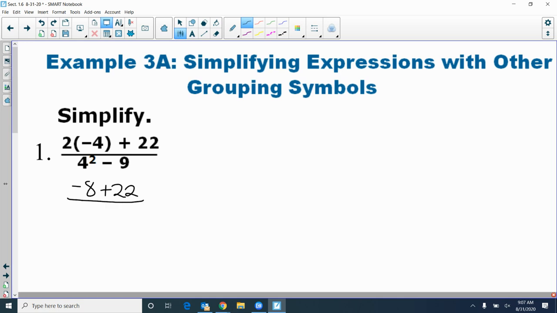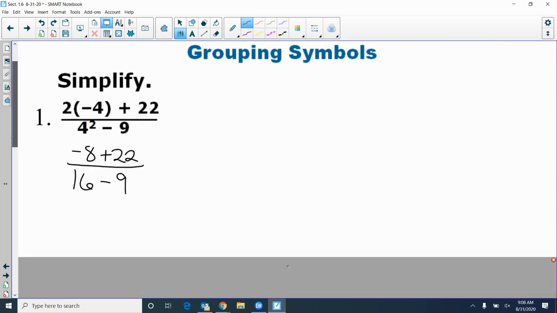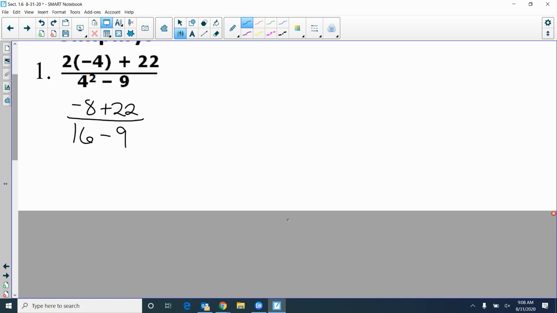All right, and what's the first thing, Christian, I would want to do on the bottom? Exponents. Good. 4 squared is 16. 16 minus 9. Okay, so I don't have any parentheses here. I don't have any exponents, but I still do have this grouping symbol. All right, the fraction bar is still a grouping symbol. So I need to do -8 plus 22 is what? Christian? It is 14. Very good. Say it with confidence. All right, and then 16 minus 9.